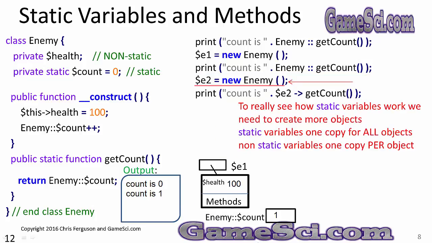To really see how static variables work, we need to create more objects. Static variables are one copy for all objects. Non-static variables are one copy per object. Let's see how that works.